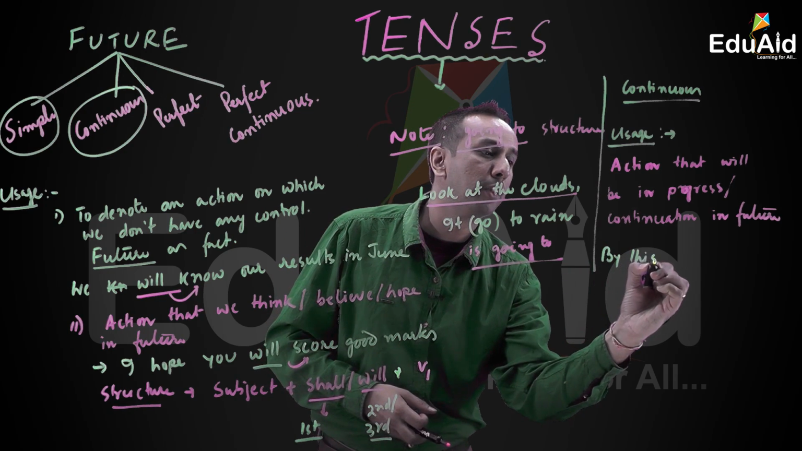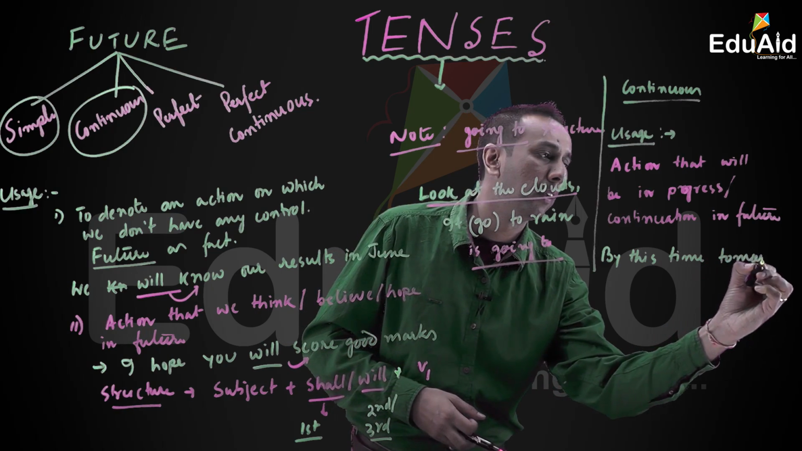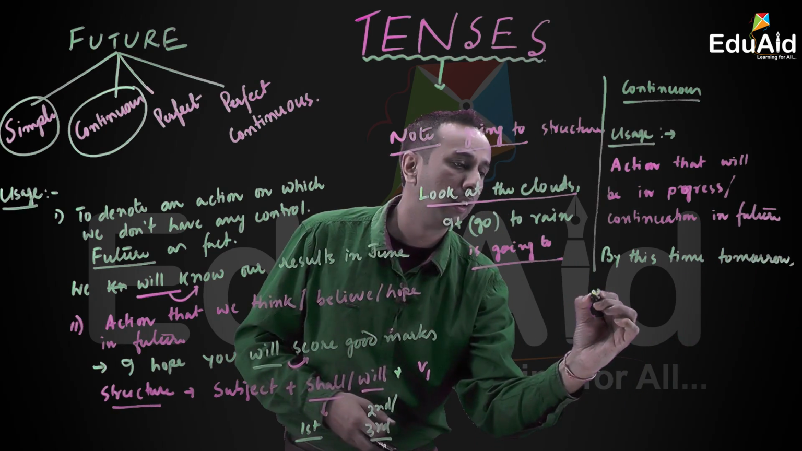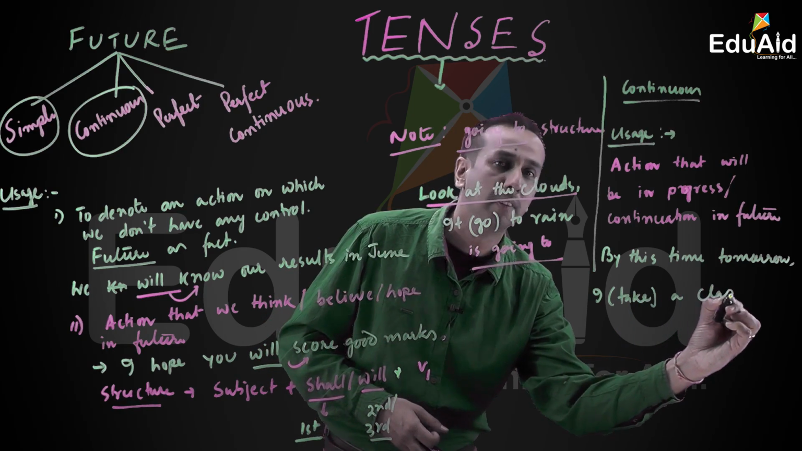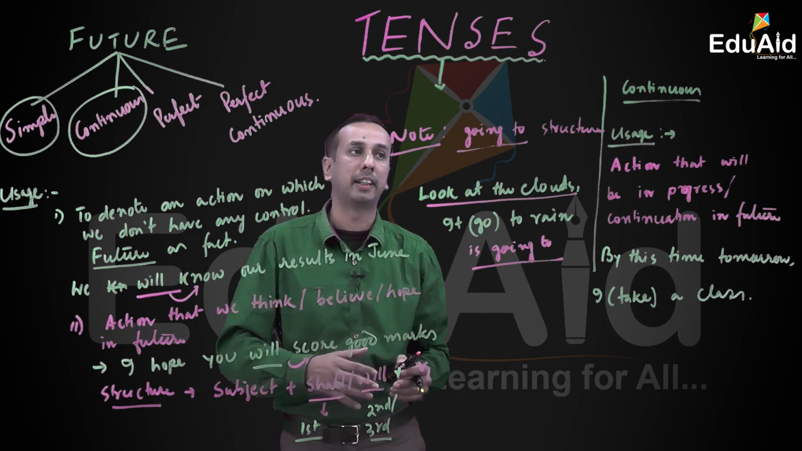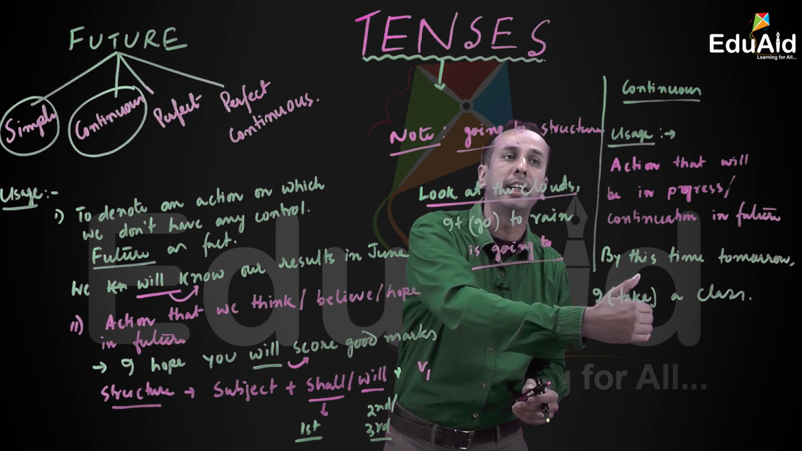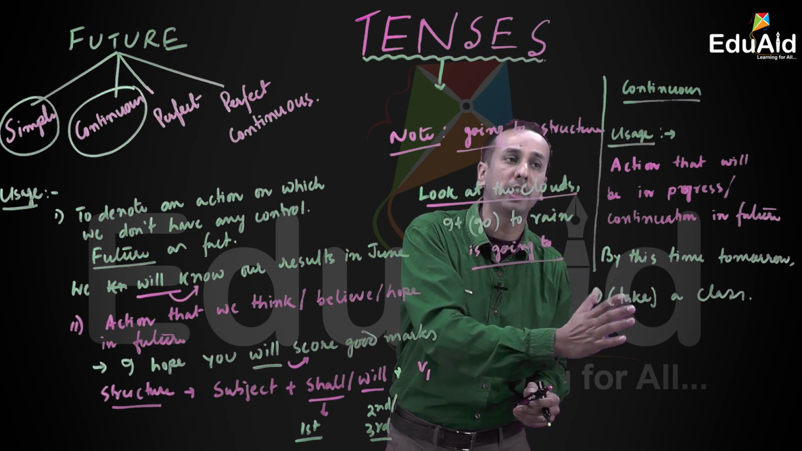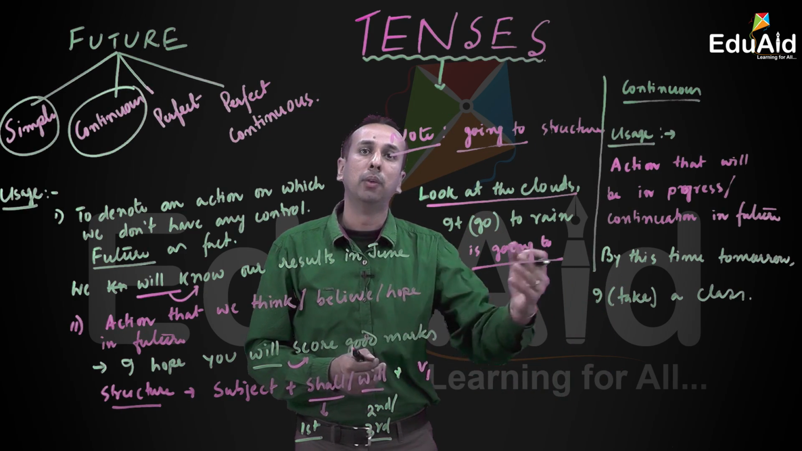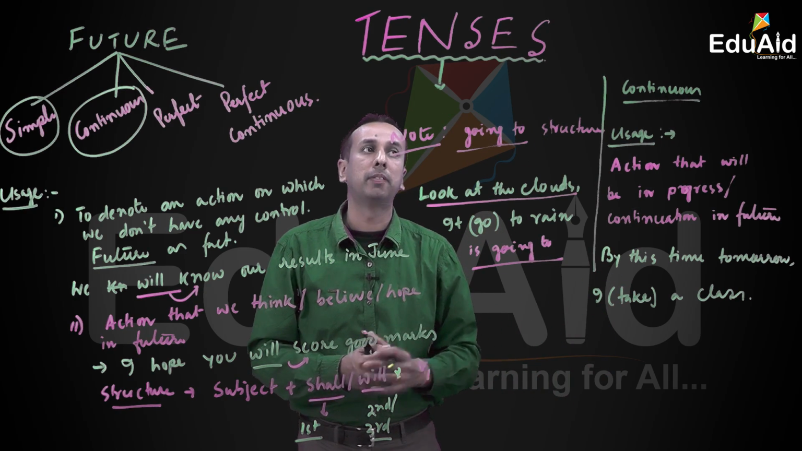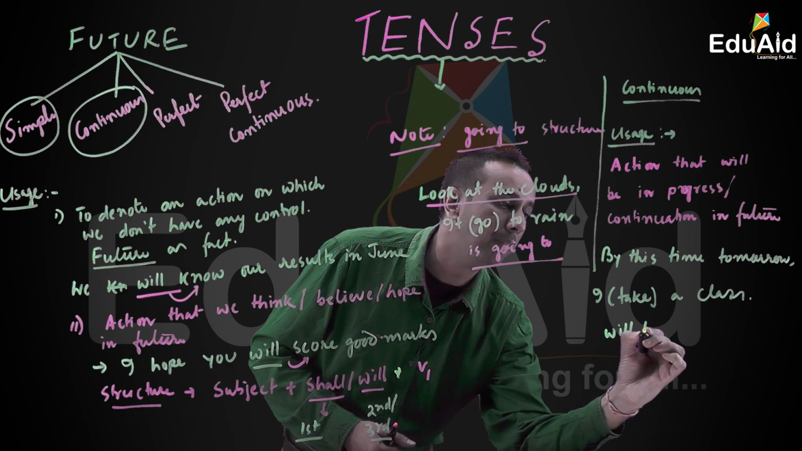By this time tomorrow, I will be taking a class. The work is not happening now, but in future that work will continue for some time. Actions that will be in progress or continuation in future, to refer to such kind of structure, we will be using future continuous or future progressive tense. So my answer is, I will be taking a class tomorrow.